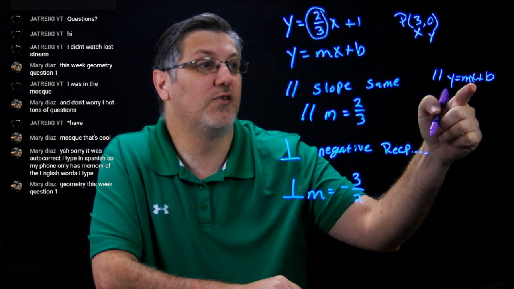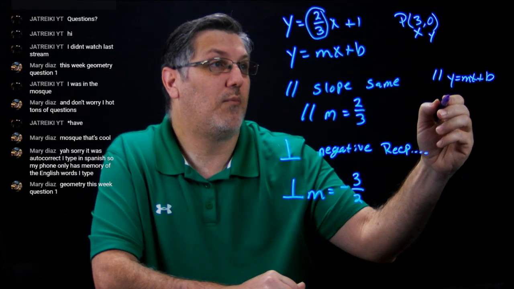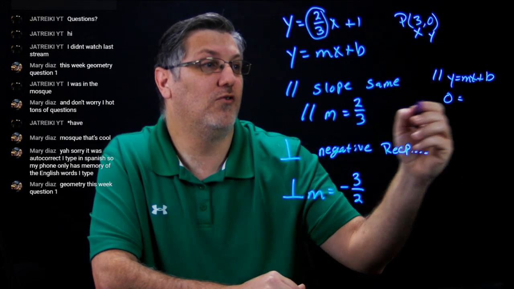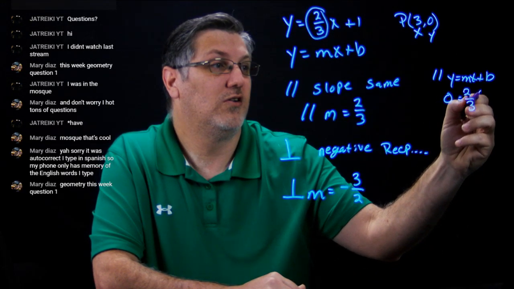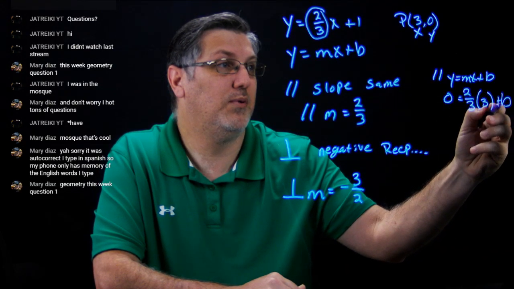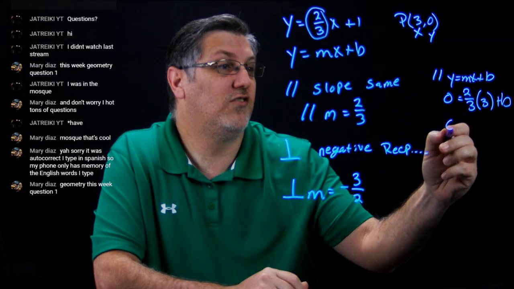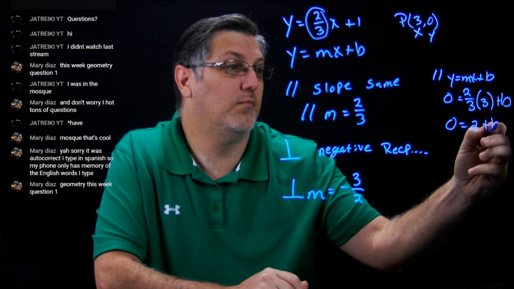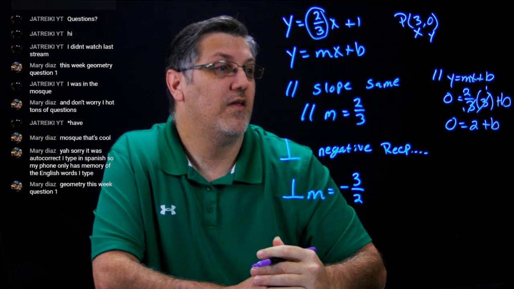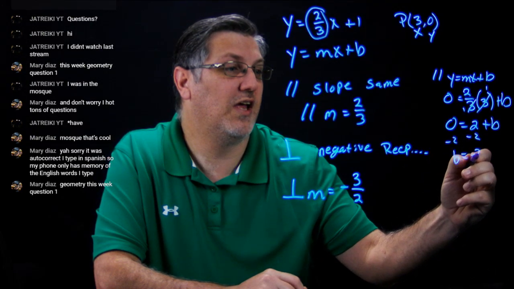Well, if I plug all those numbers in here, I can solve for b, and now I know b. So my y is 0 from here, equals my parallel slope is 2/3, times my x value, which is 3, plus b. All right, from there we just simply solve for b. We're going to get 0 equals 2 plus b, because this 3 and this 3 cancel and become a 1. I'm going to subtract 2 from both sides, and I got b equals -2.